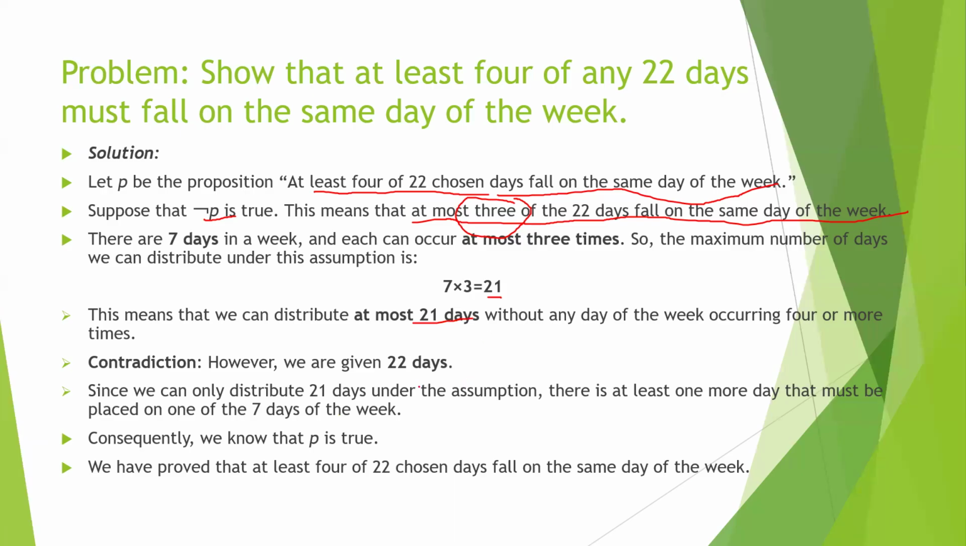The assumption contradicts: 22 days distributed, so it will be false. That means the negation of the original statement is false, which means the original statement P is true. We have proved that at least. The negation of P is false and the original statement P is true. So this is the proof by contradiction.